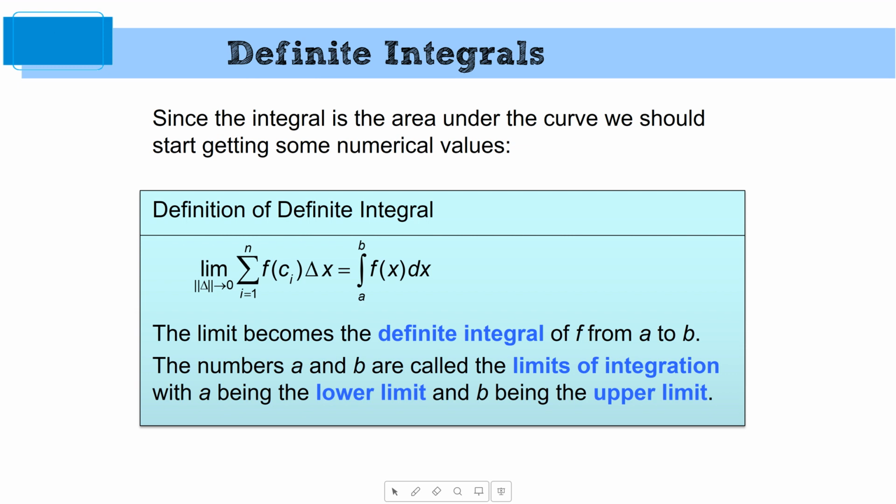It looks identical to what we've done, except for that pesky little a and b. That a and b are called the limits of integration. A is the lower limit, B is the upper limit. It's the same thing that you already know A and B as. Where am I starting? Where am I ending?